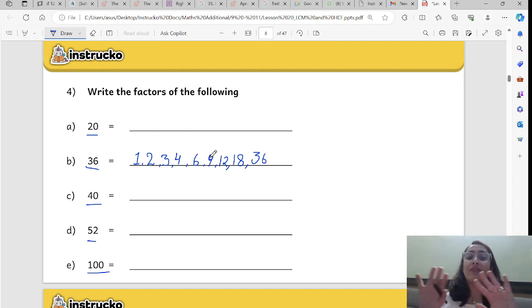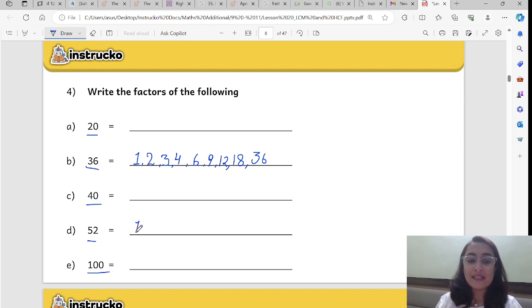So now we have covered the entire range, which has given me almost 9 factors for 36. Okay. I hope this is clear to everyone how to write factors of any given number. Don't worry, we will practice one more question of the same type. So let's take 52 this time.